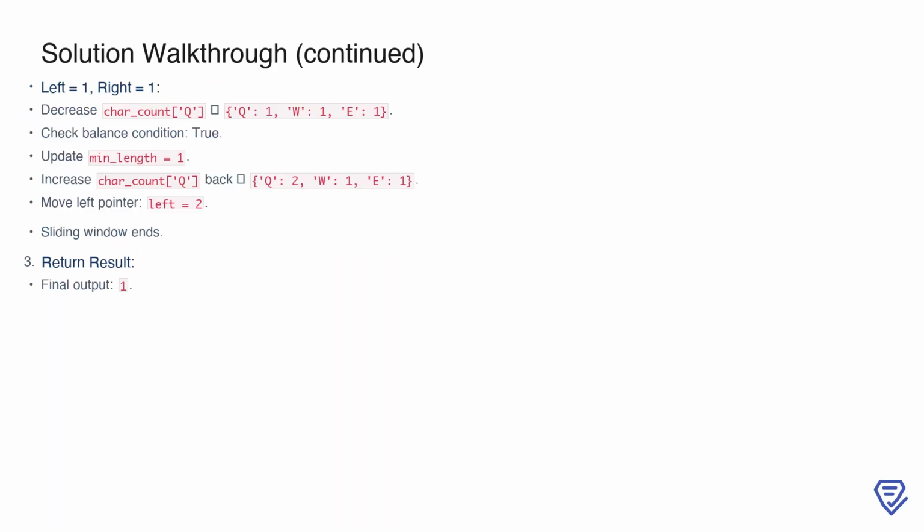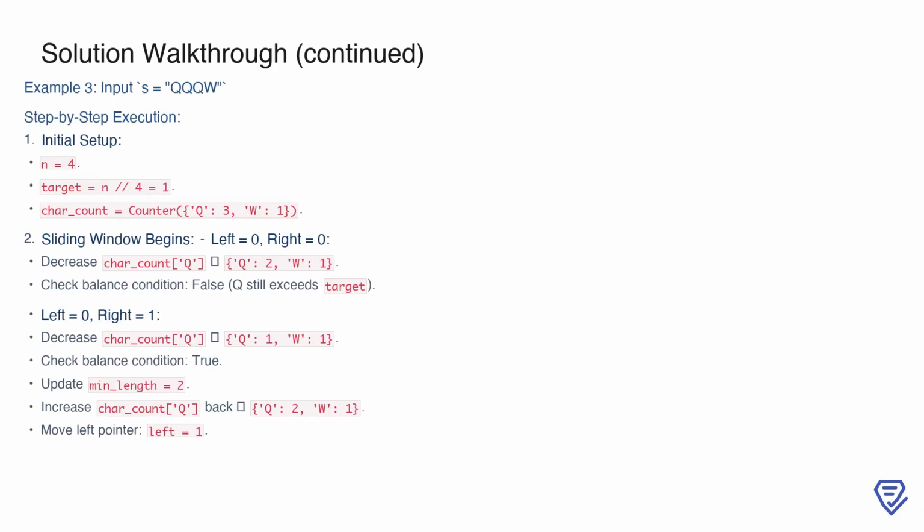With the left pointer now at position 1 and the right pointer still at position 1, we reduce the count of q again, resulting in updated counts of q1, w1, e1. The balance condition is satisfied once more, so we verify that the window length remains 1 and update the minimum replacement length accordingly. After this, the count of q is restored, and the left pointer is advanced to position 2. At this point, the sliding window process concludes because all possibilities have been checked. The minimum length of the substring that needs to be replaced is 1, which we return as the result.